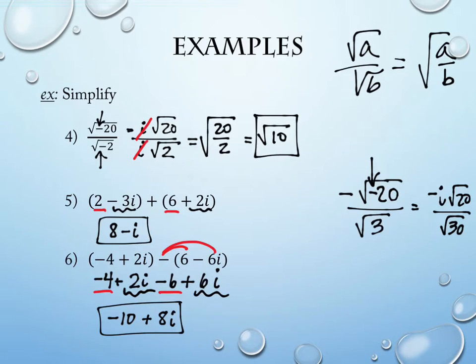Oh, no, it's the negative you distributed. It did. So anytime there's a negative in front of the parentheses, that negative applies to each of the pieces inside. So the negative 6, and then the opposite of negative 6i would be positive 6i. Okay, so that's addition and subtraction. They work just like with polynomials.